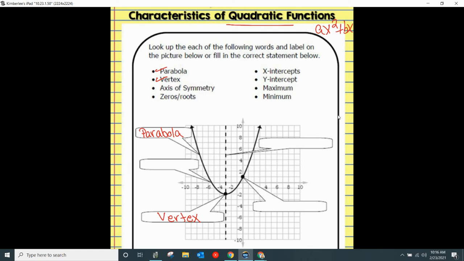Then right here where it's crossing the x-axis, well, we call that x-intercept. But if you remember, there were other words that meant x-intercepts: zeros and roots. Remember, we talked about that. They also mean x-intercept. And then this point over here, where it's actually crossing the y-axis, is still the y-intercept.